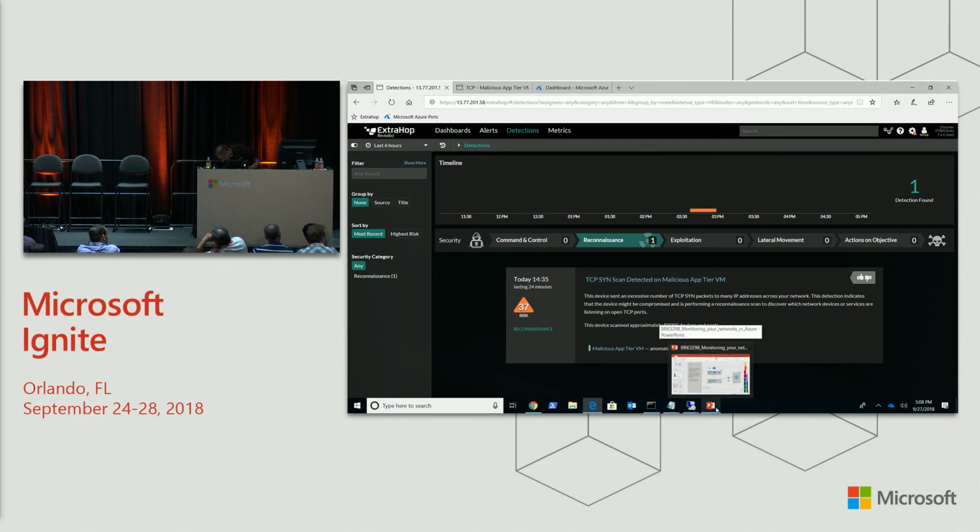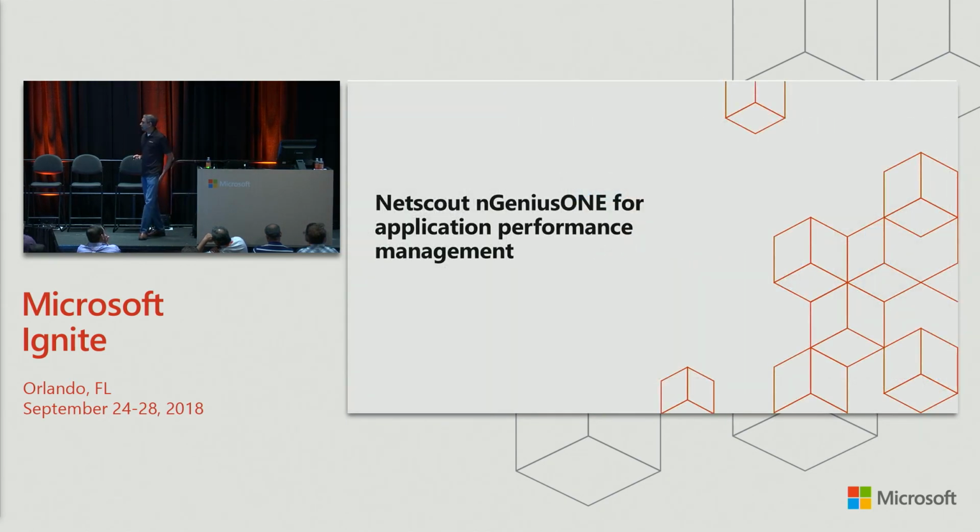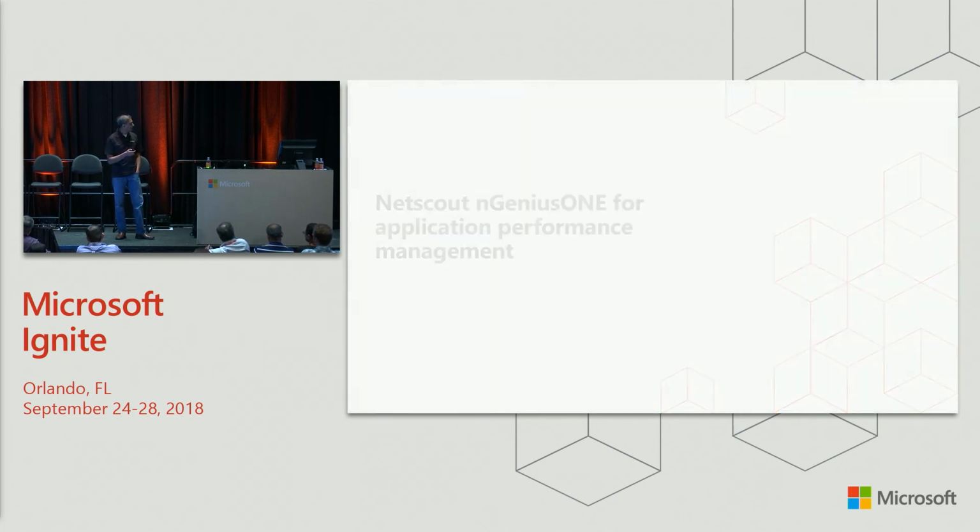So with that, let me just switch back to my slide deck. So now I showed an ExtraHop appliance that is capable of doing this. I'm going to show you a small video of how NetScout is using virtual network TAP, and they are able to provide solutions to customers in the application performance management and network performance management space.